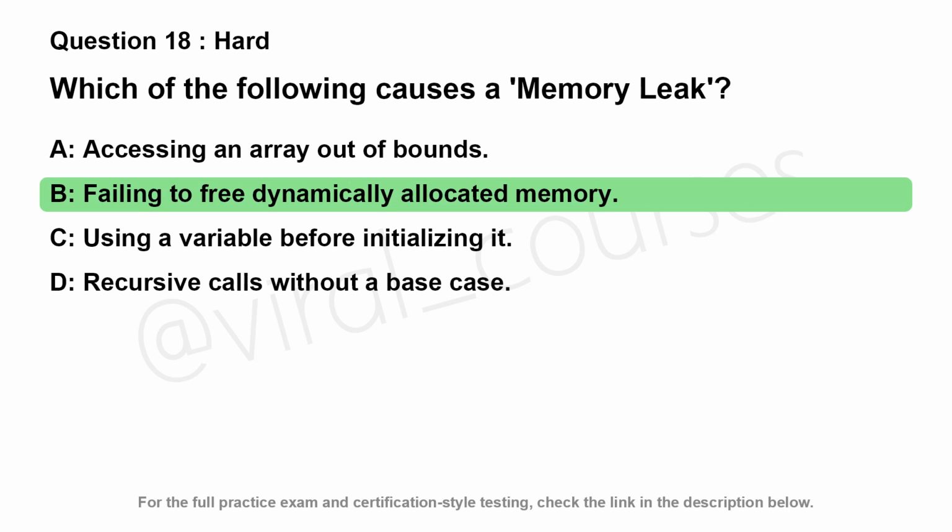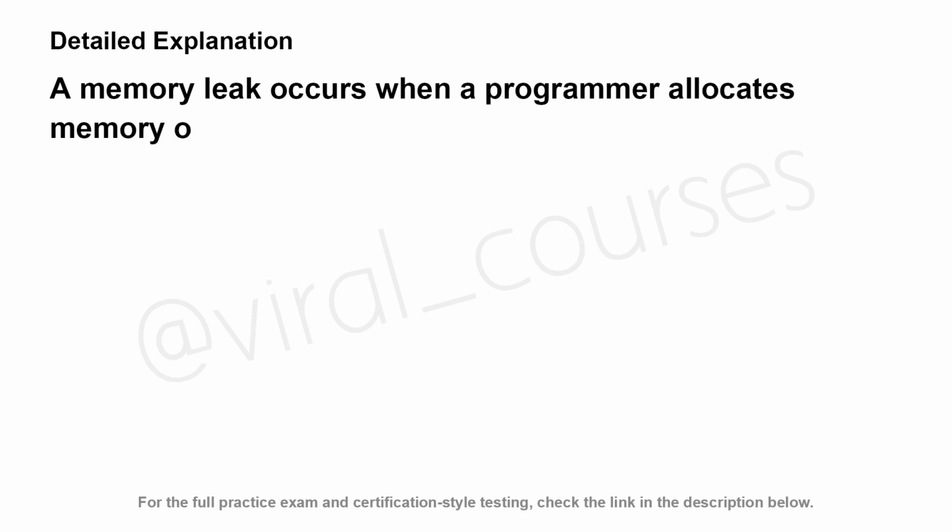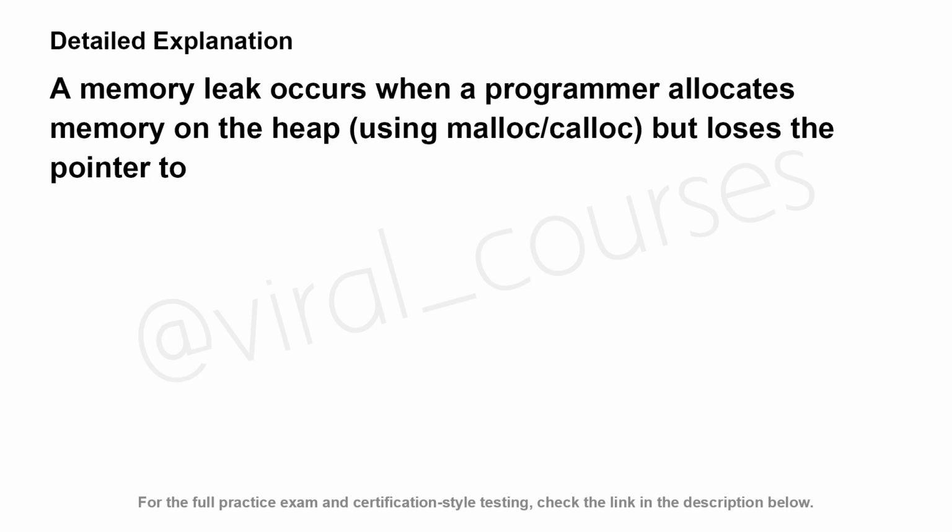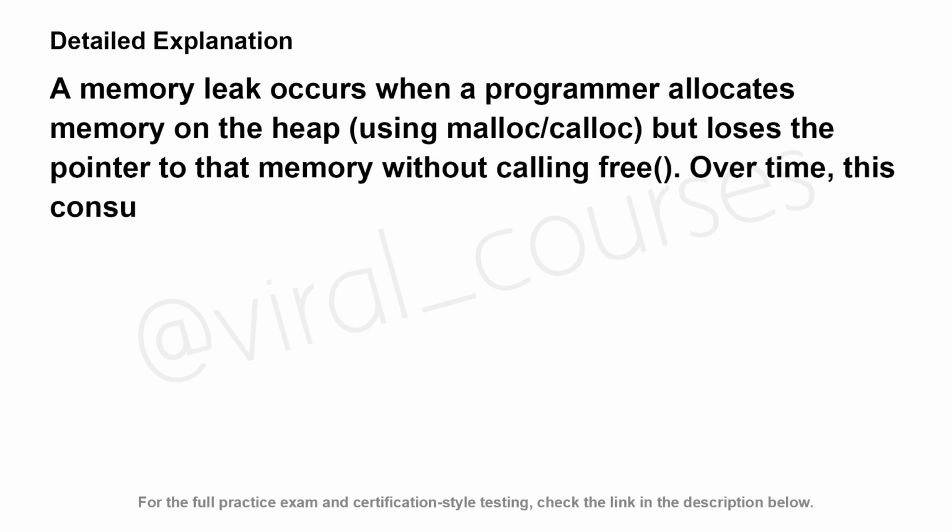The correct answer is B. A memory leak occurs when a programmer allocates memory on the heap using malloc, but loses the pointer to that memory without calling free. Over time, this consumes the system's available RAM.